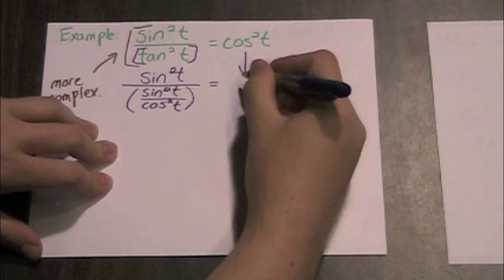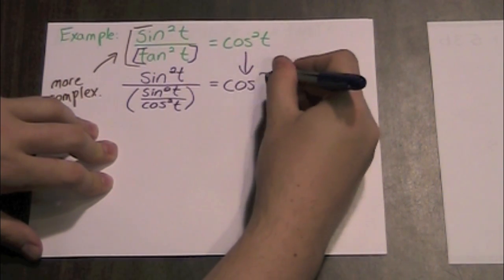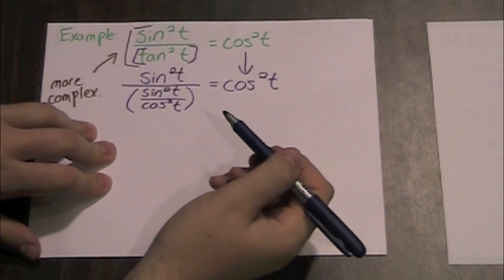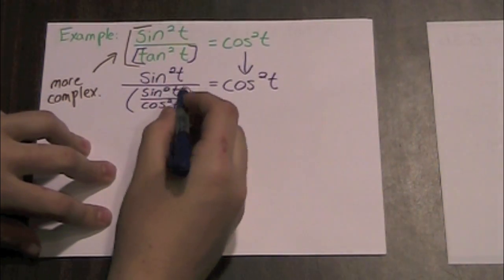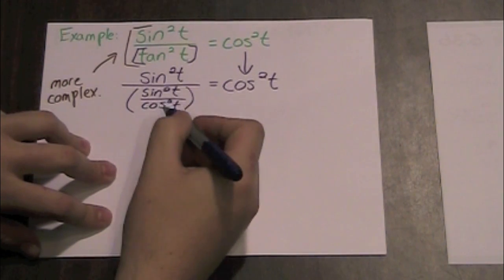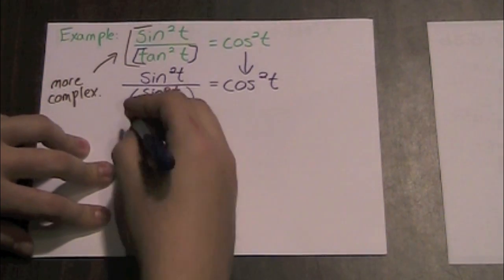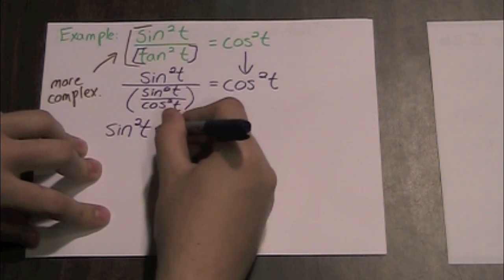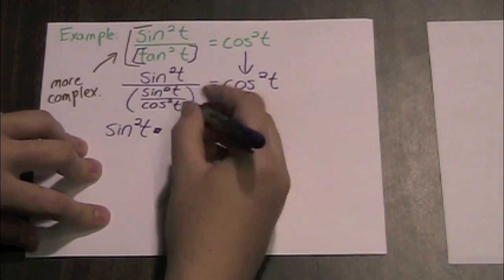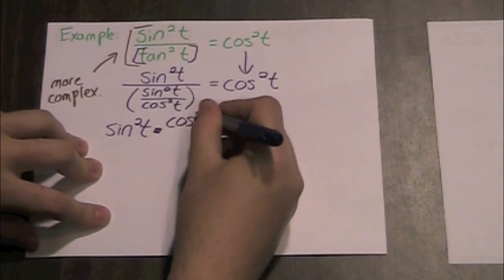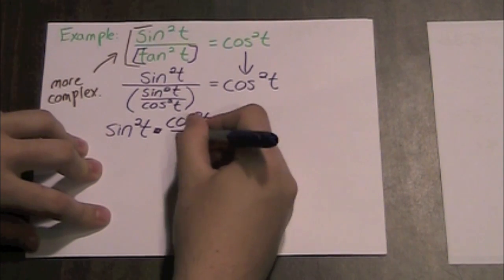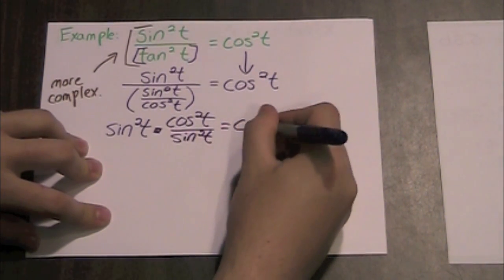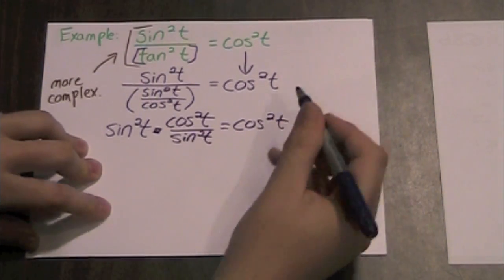And I'm just going to bring down my cosine squared t on the right side. Let's rewrite this as a multiplication problem. If I'm dividing fractions, I need to flip the second thing and then I multiply. So I'll have sine squared t times cosine squared t divided by sine squared t equals cosine squared t.